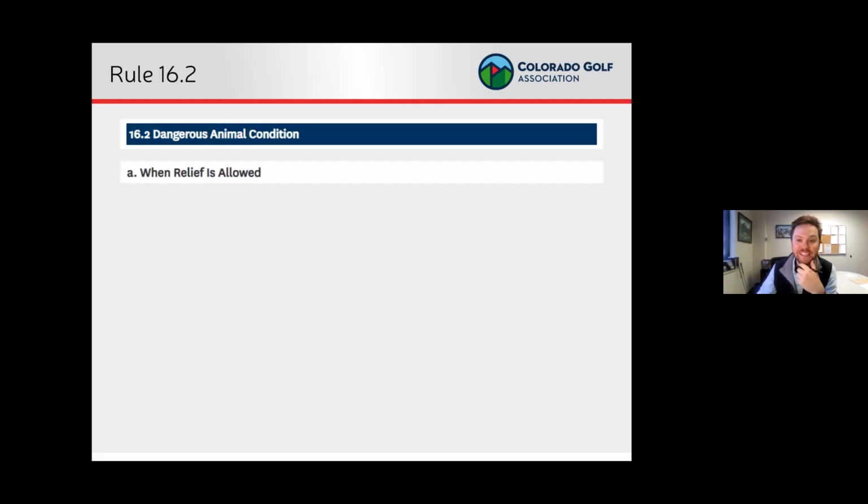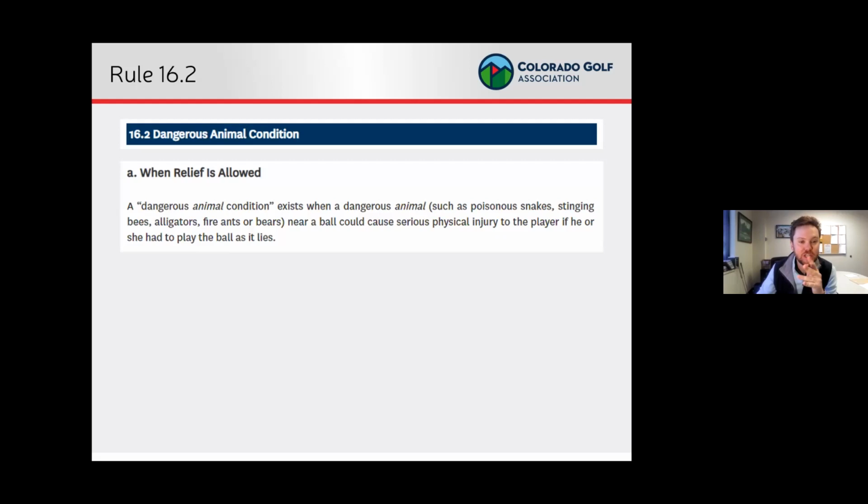All right. So when relief is allowed, it says a dangerous animal condition, and this is in parentheses. So here, this is kind of an internal definition. A dangerous animal condition exists when a dangerous animal, here it's going to explain it, such as a poisonous snake. And I don't think we need to get specific. If your ball's near a snake, we'll loop this in. This is a dangerous animal condition because some people are very afraid of snakes. And you don't need to be a zoologist to say, oh, that's not poisonous. If it's a snake, let's go and take relief. Stinging bees, alligators, fire ants, or bears near a ball could cause serious physical injury to the player if he or she had to play the ball as it lies.